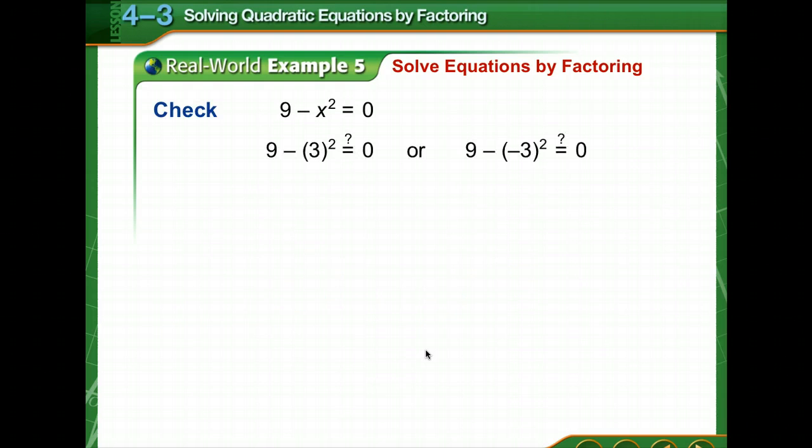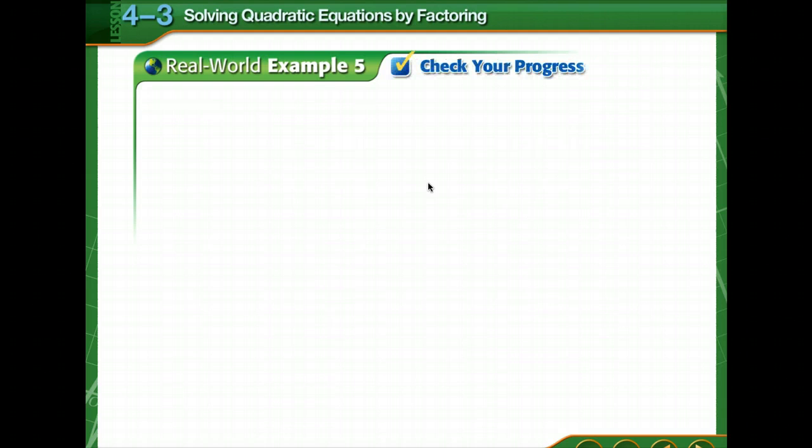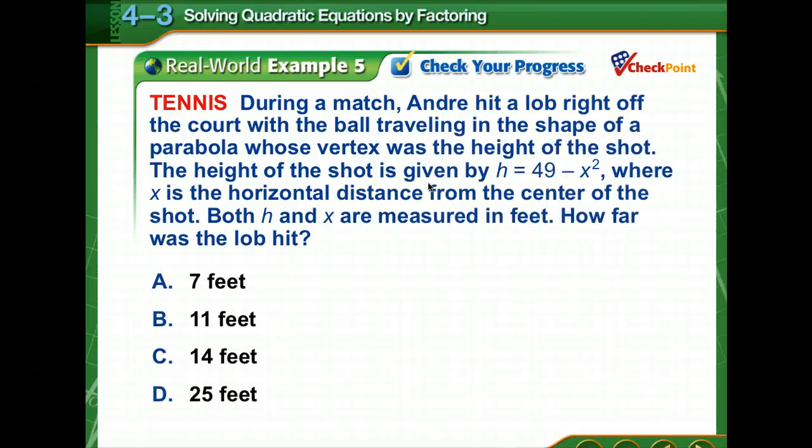Now we can go back and check our answer by putting in the 3 and the -3 to see if our statement is true. Does 0 equal 0? By golly, every time it does, so both of those are good answers. Here's another problem, very similar to the one we just worked, so check your progress and then come back and check your answer.